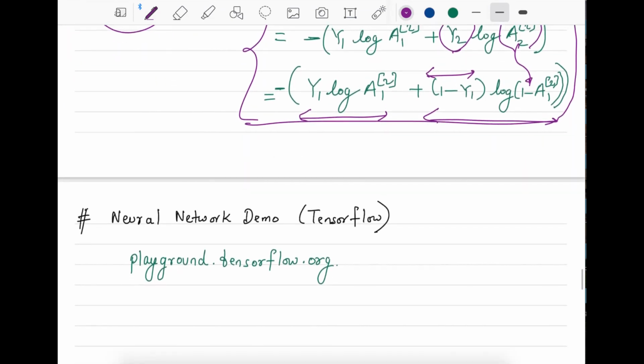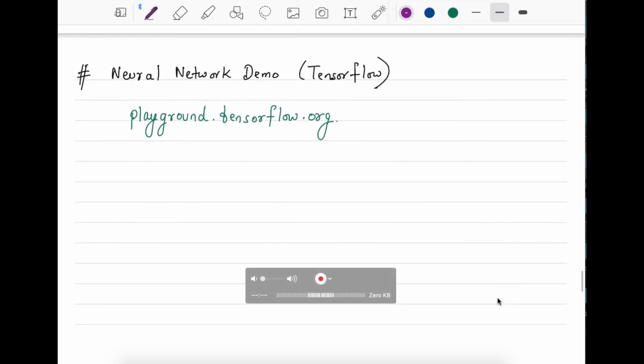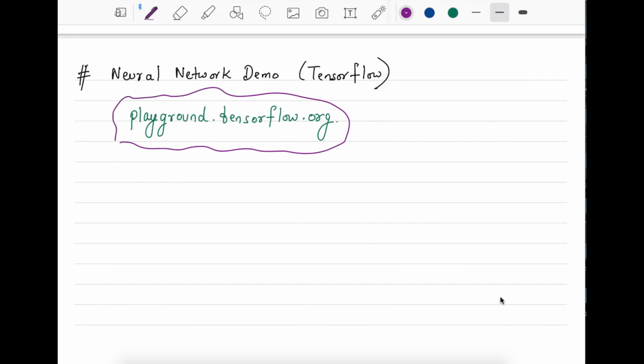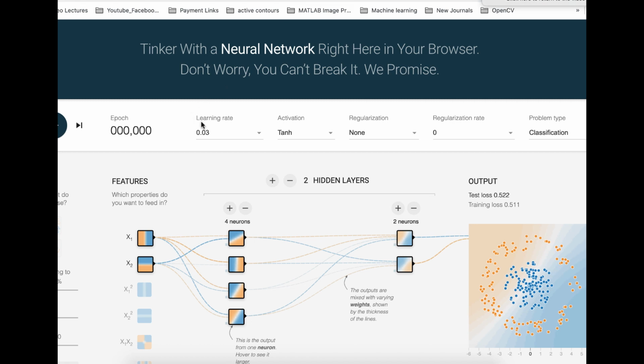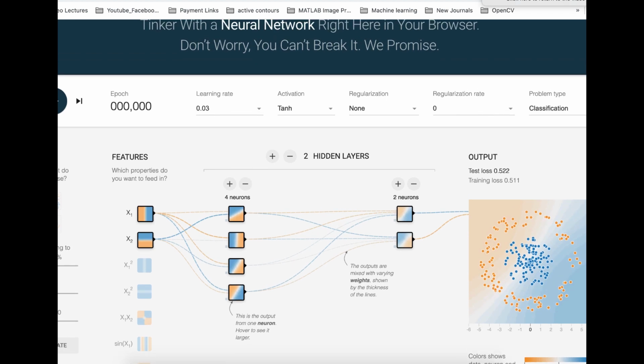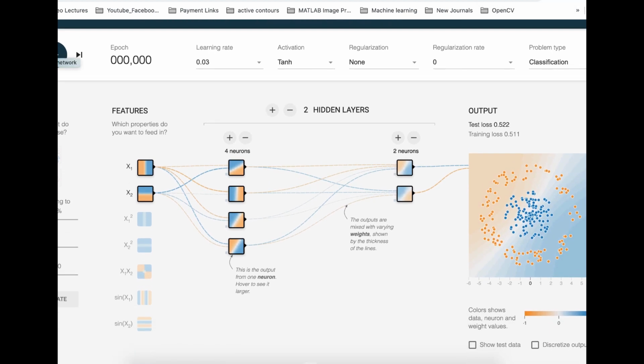Okay, so one thing that I just wanted to show you, maybe you must have seen this. This is the website for playing around with TensorFlow, for the neural network. I can show you that. Students, can you see this website? Yes, sir. So as you can see, maybe you must have seen this or not, I don't know, but this is the API that the TensorFlow people have created.